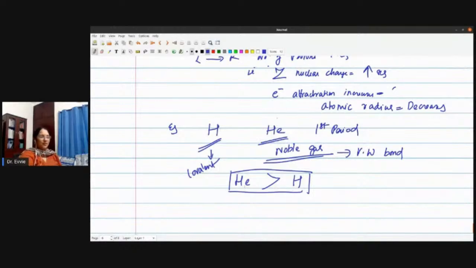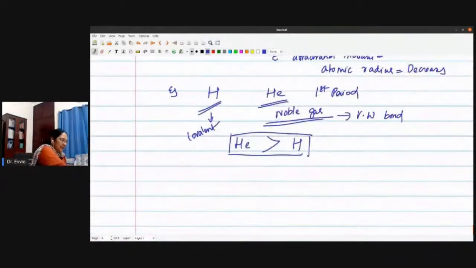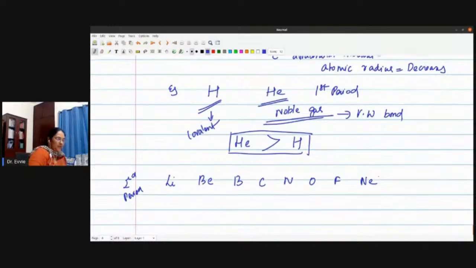Okay, now one last question. Try this. I think I'll be happy if you all can answer. I am taking the second period: lithium, beryllium, boron, carbon, nitrogen, oxygen, fluorine, neon. Now tell me, I just want which one will have the highest radius.